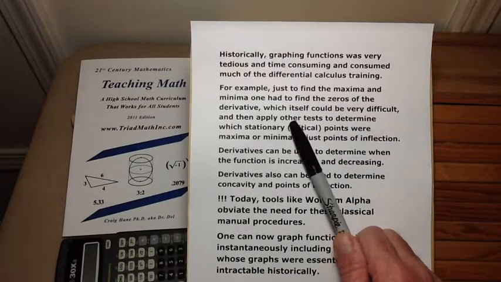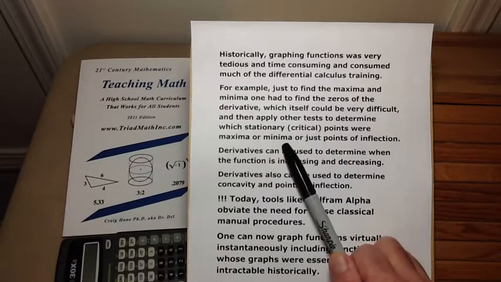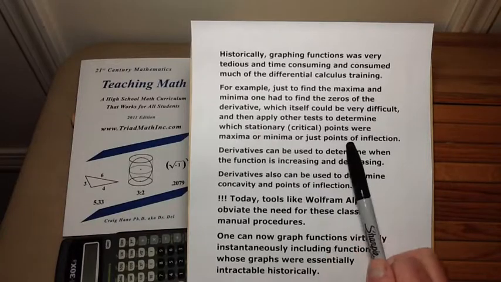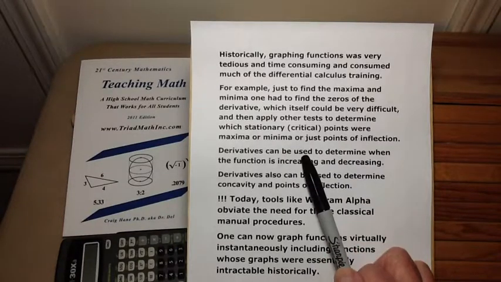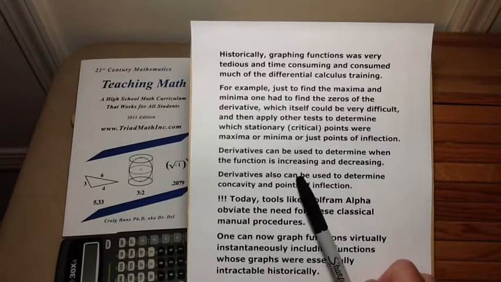And then, of course, we had to apply other tests to determine which of these critical or stationary points, as they're called, were maximum or minimum, or perhaps just points of inflection. And of course, derivatives can be used to determine when the function is increasing or decreasing. And derivatives also can be used to determine concavity and points of inflection.